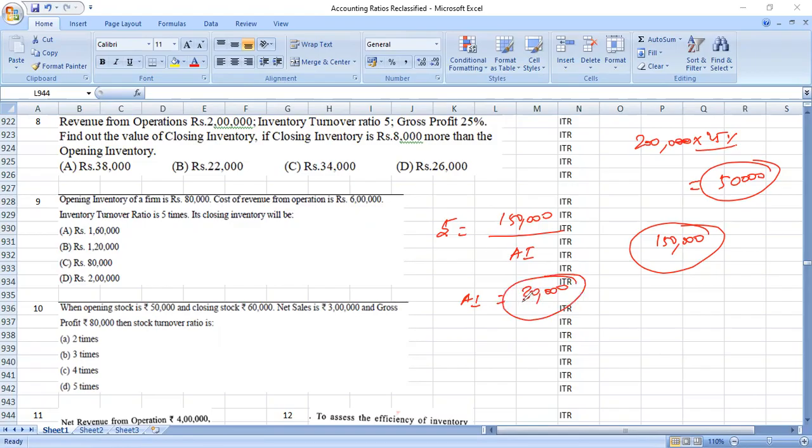And they're asking for closing inventory. So 30,000 average inventory is equal to opening inventory plus closing inventory, divided by 2. Closing inventory is 8,000 more than opening inventory, so opening inventory will be closing inventory minus 8,000. So 60,000, 68,000 is equal to 2x. X is equal to 34,000. This is maths, you guys solve it. Okay? 34,000 is the correct answer. All right.